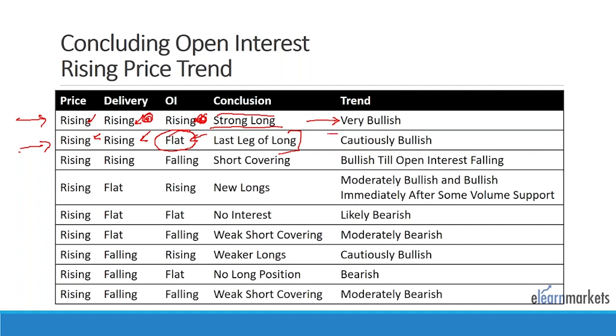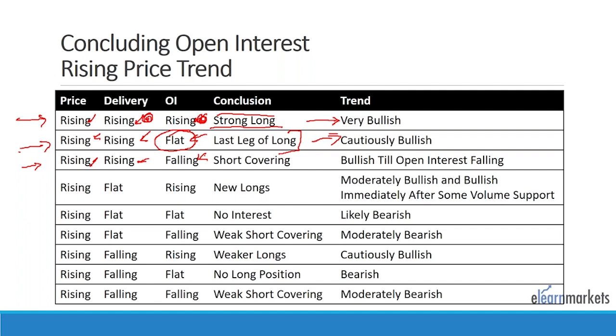So this has to be dealt as cautiously bullish for this particular stock. Third, price is rising, delivery is also rising, and open interest is falling. What do you mean by open interest falling? Open interest falling means someone has squared up their position.